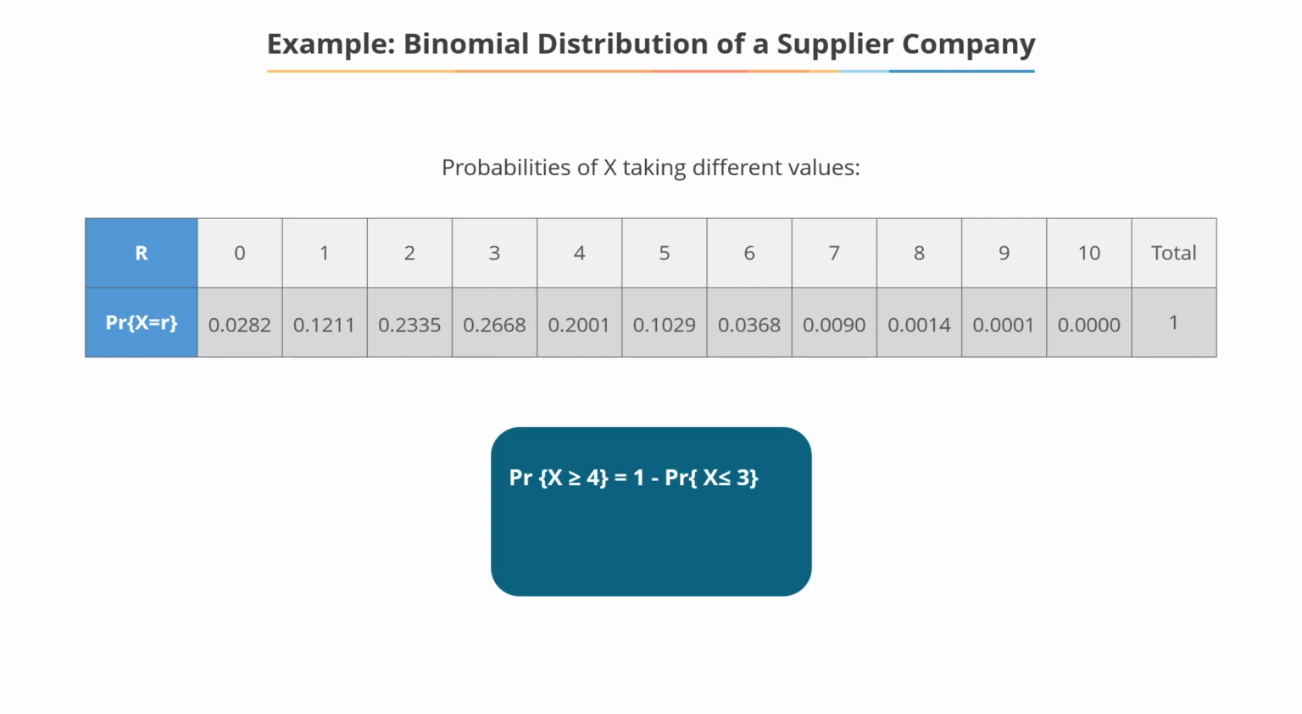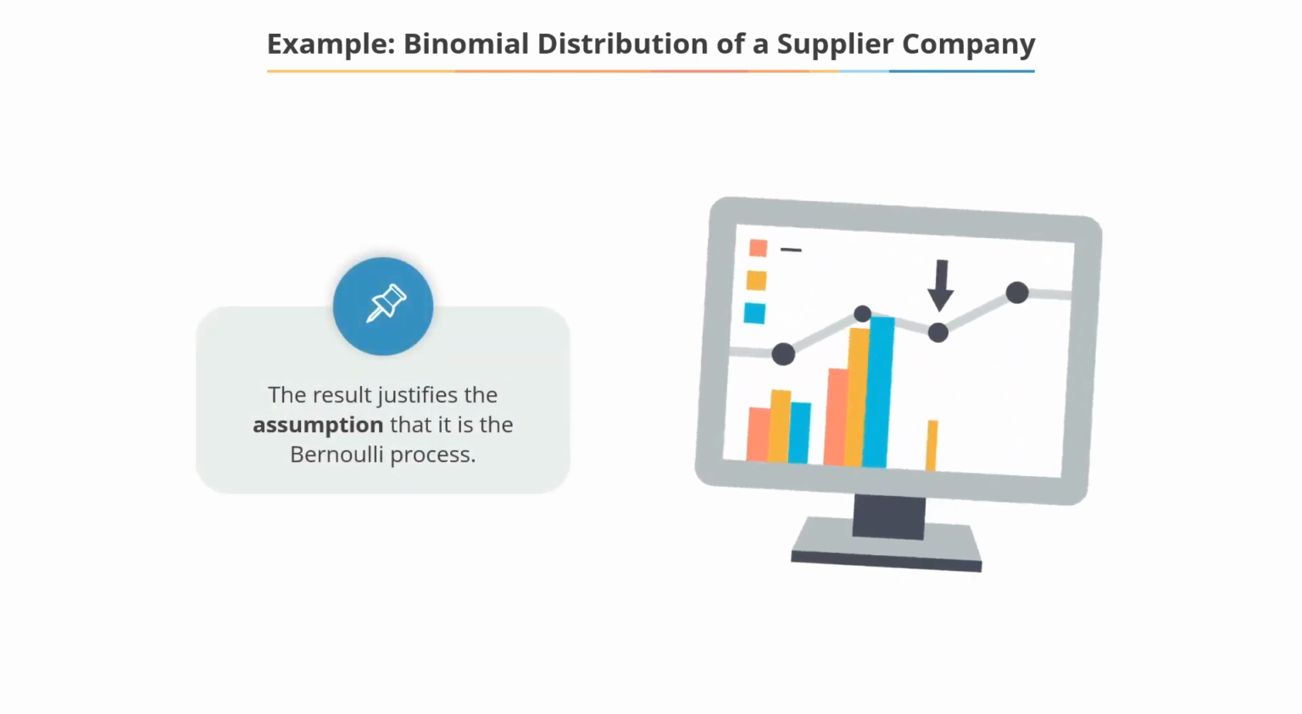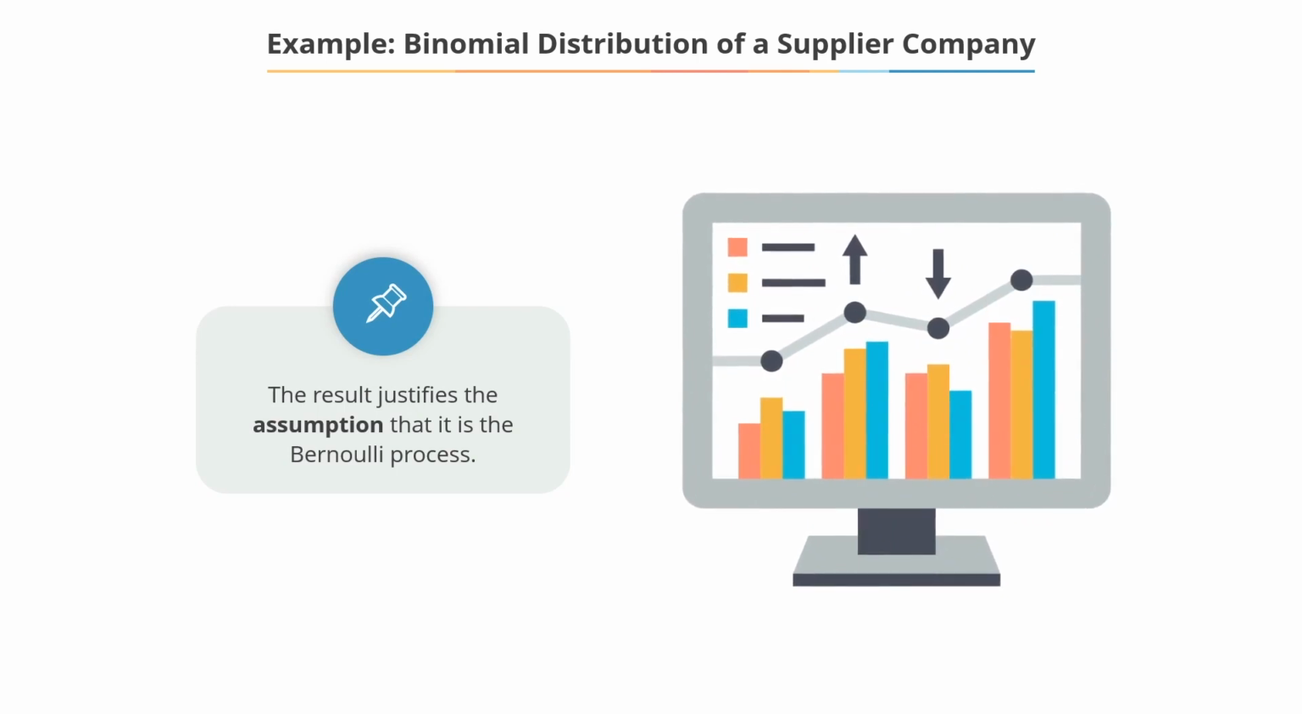The probability that the inspection sample has 4 or more defectives is equal to probability of x greater than or equal to 4, equals 1 minus the probability that the inspection sample has 3 or fewer defectives, which is equal to 1 minus probability of x less than or equal to 3, which equals 1 minus 0.6496, which equals 0.3504. Note that the result justifies the assumption that the process is Bernoulli. In the next video we shall explore the Poisson distribution.